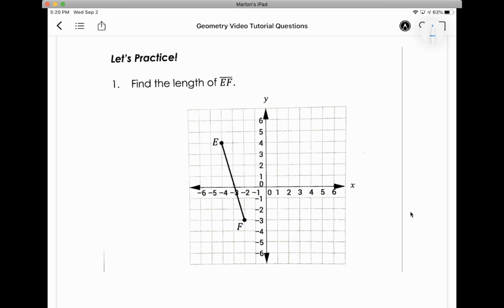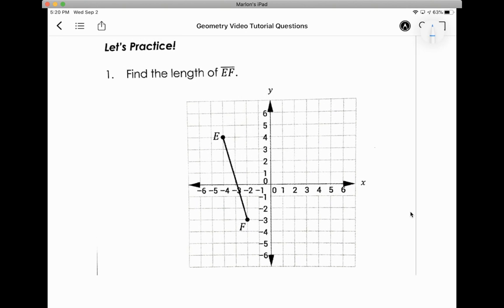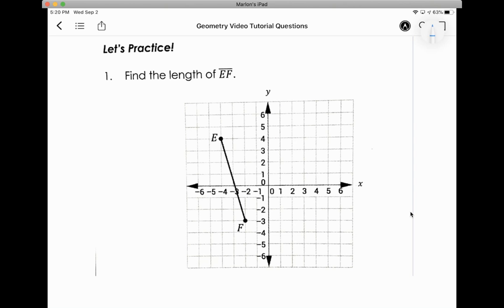All right, so this is our tutorial video for finding the distance between 2 points on a segment, or by distance, we also mean the length of a segment. So let's do this particular problem. As you can see, we have a graph, right? So the question is asking us to find the length of segment EF.